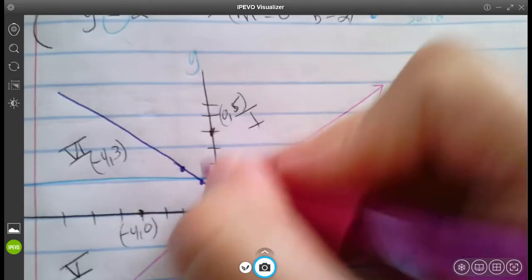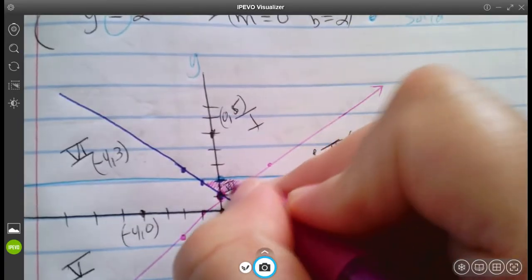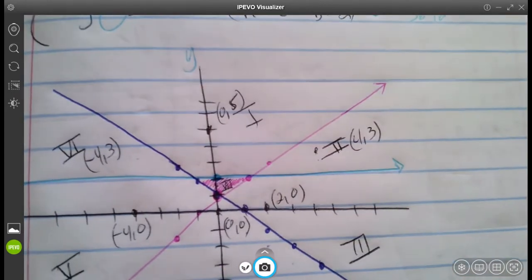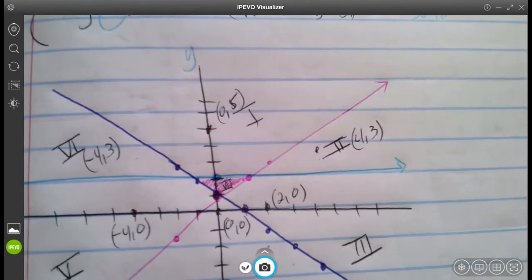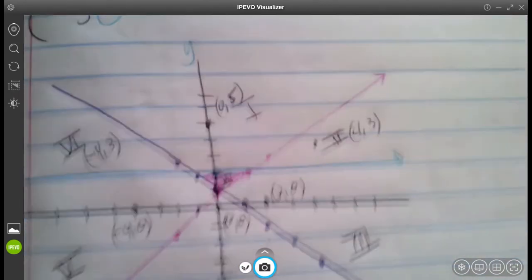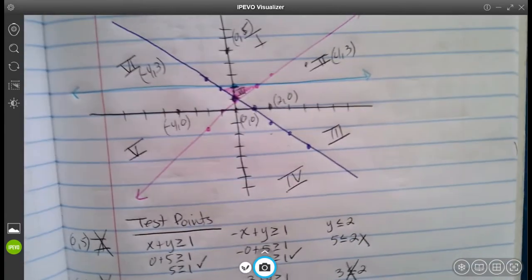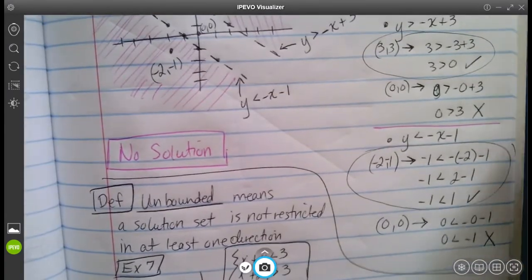So over here, I'm going to go ahead and shade in that little tiny triangle. And it usually is the little triangle that's formed when you have 3 inequalities, but we want to make sure. Okay, so let's go ahead and move on from that chaos here.